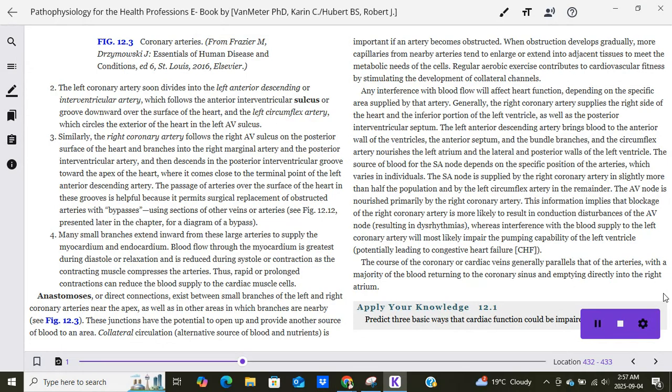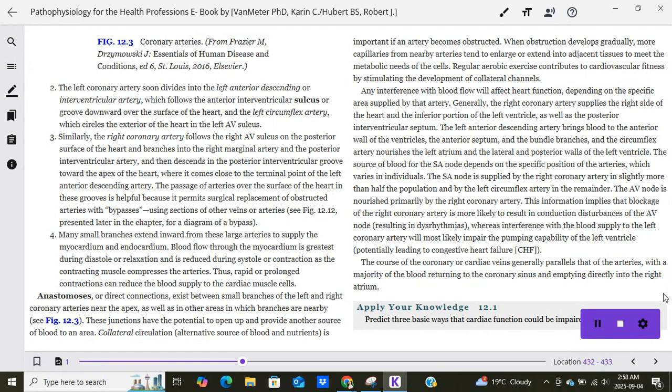2. The left coronary artery soon divides into the left anterior descending, or interventricular, artery, which follows the anterior interventricular sulcus, or groove, downward over the surface of the heart, and the left circumflex artery, which circles the exterior of the heart in the left AV sulcus.